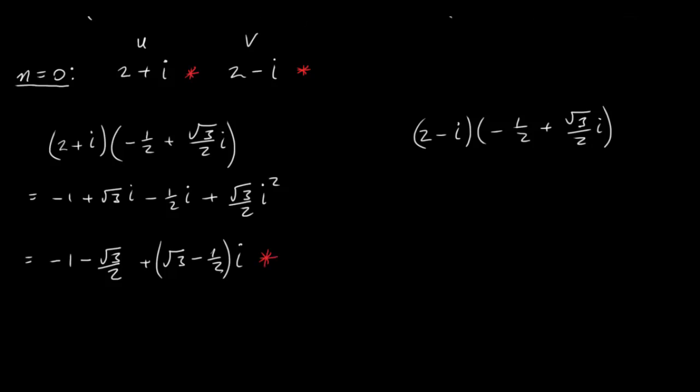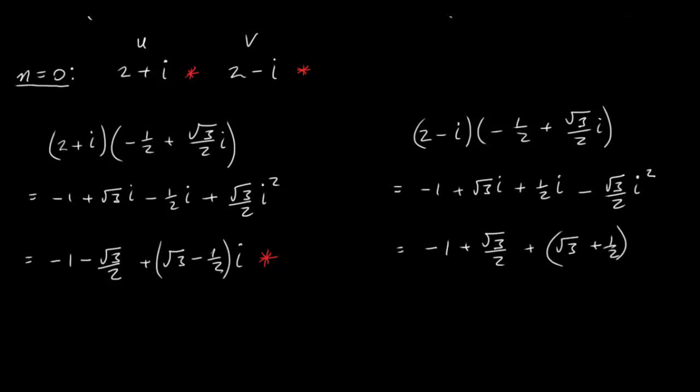So let's do the one on the right here now. So we have 2 minus i times minus a half plus root 3 over 2 i. So again, 2 times minus a half is minus 1, plus root 3 i, plus half i, minus root 3 over 2 i squared. So when we do that, this will become a plus, so we have minus 1 plus root 3 over 2, and then we have plus root 3 plus a half i.